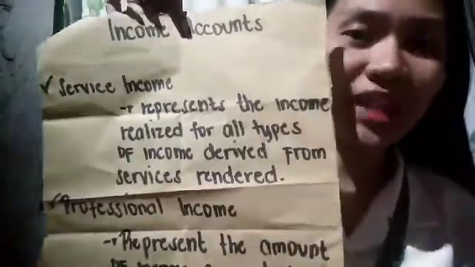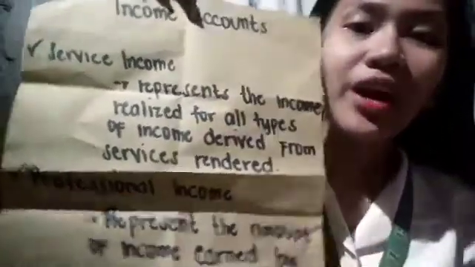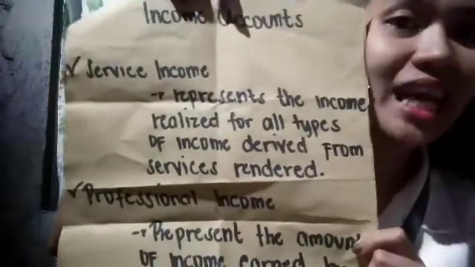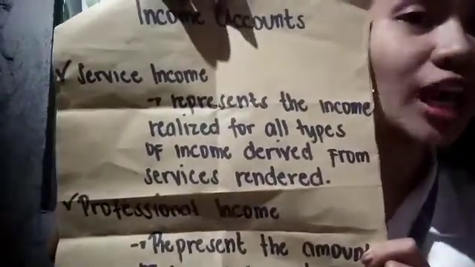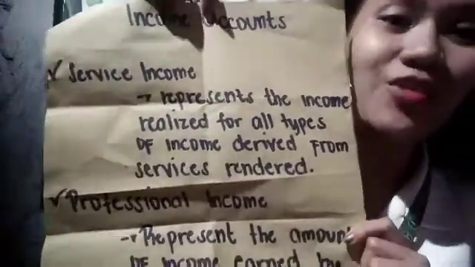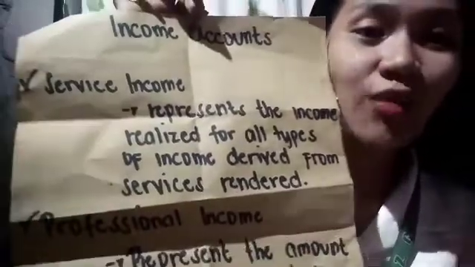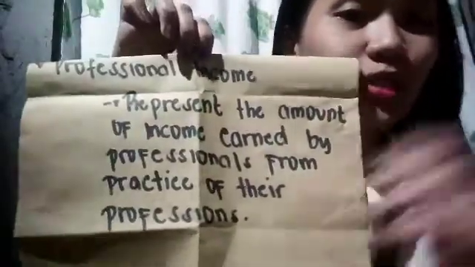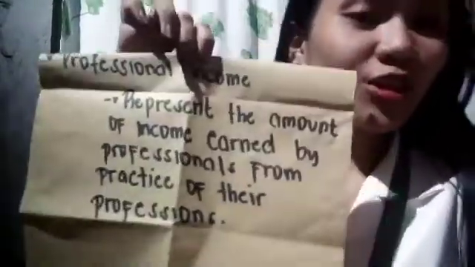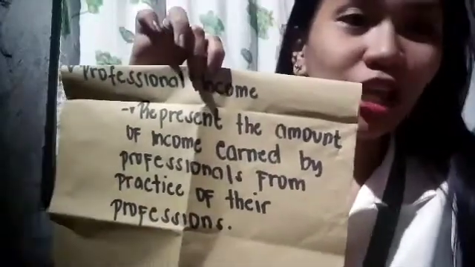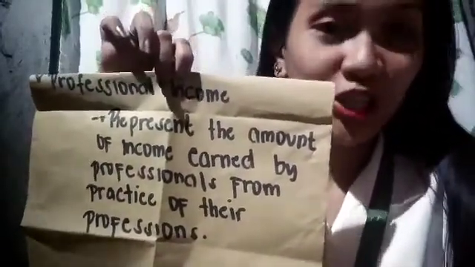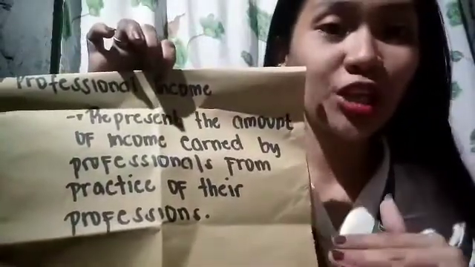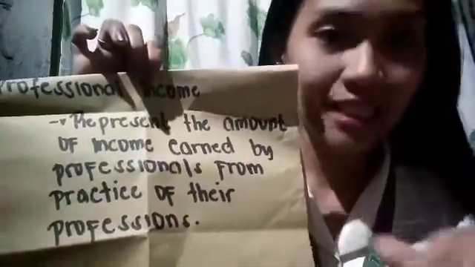So let's now tackle the income accounts. We have here the service income. Service income represents the income realized from all types of income derived from services rendered. So meaning your income through your service. The next one is the professional income. It represents the amount of income earned by professionals from the practice of their professions. So meaning the earned income of professionals from their profession or work and not through their business.